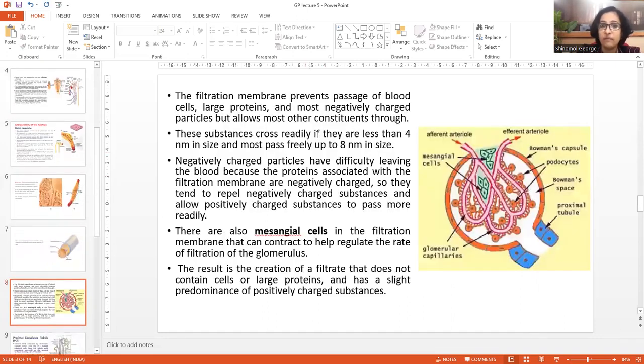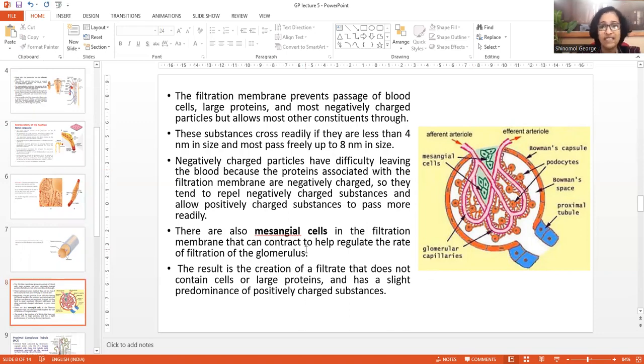The filtration membrane prevents the passage of blood cells or large proteins and most negatively charged particles, but allows most of the other constituents to pass. These substances cross readily if they are less than 4 nanometers in size, and most pass freely up to 8 nanometers in size. Negatively charged particles have difficulty leaving the blood because the proteins associated with the filtration membrane are also negatively charged, which will repel them and only allow the positively charged substances to pass more readily.